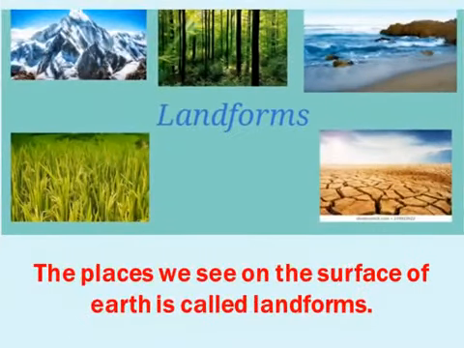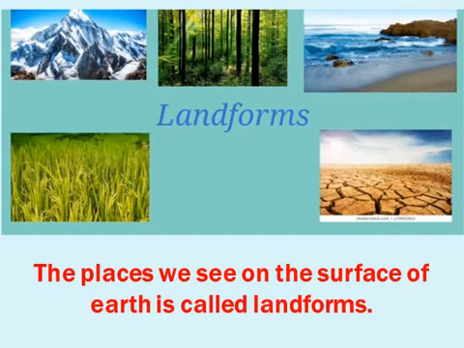The places we see on the surface of earth are called landforms. The things that you see on the top side of the earth, on the surface, are called the landforms.